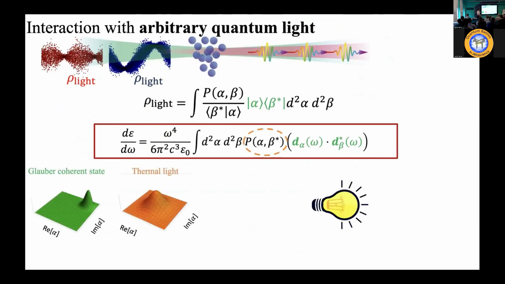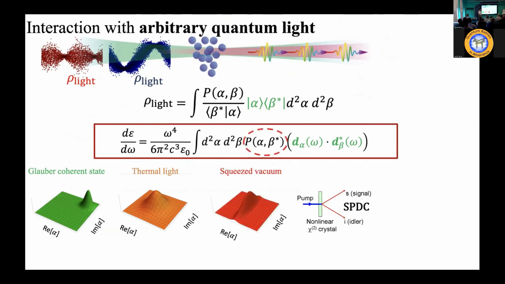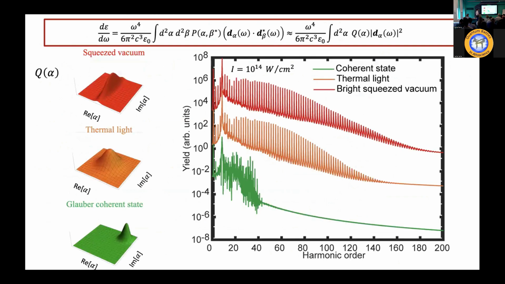So the Glauber P representation can be of coherent light. So we have the Gaussian of the shifted, we can have thermal light or squeezed vacuum where it is squeezed in one direction and then extended in the other direction. So we can plug in and do the calculation, and then we get the spectrum. All these spectra are calculated with the same averaged intensity. It's just shifted for us to see. So this is the coherent state and thermal state and the BSV.